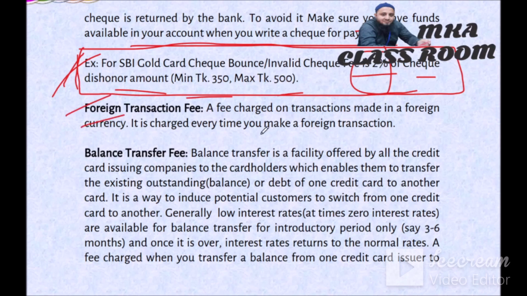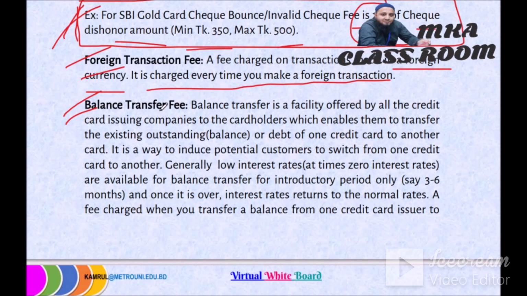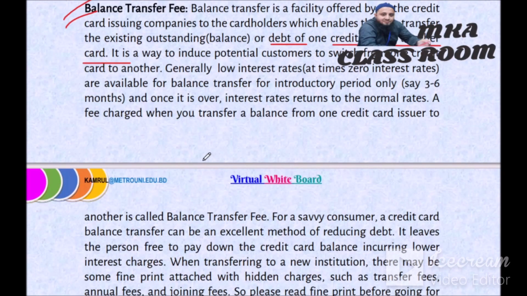Foreign transactions fee, a fee charged on transactions made in foreign currency. It is charged every time you make a foreign transaction. Balance transfer fee. Balance transfer is a facility offered by credit card issuing companies to cardholders, which enables them to transfer the existing outstanding balance or debt on a credit card to another credit card. So that has a fee you have to pay to the bank.